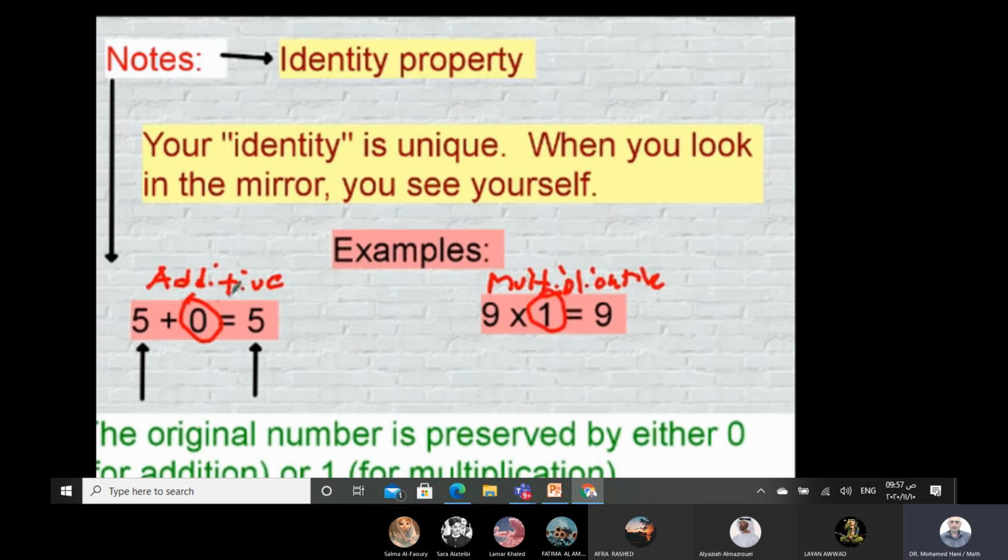which is 1. Because anytime I add 0 to a number, the number doesn't change. Anytime I multiply 1 by a number, the number doesn't change. So identity is a number that I can combine with another number and not change it. All right? Additive identity is 0, multiplicative identity is 1.